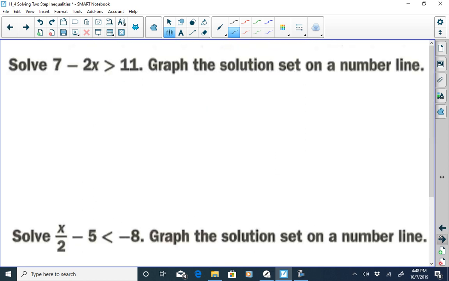Let's try the next page. It asks us to solve the following inequality and graph the solution.